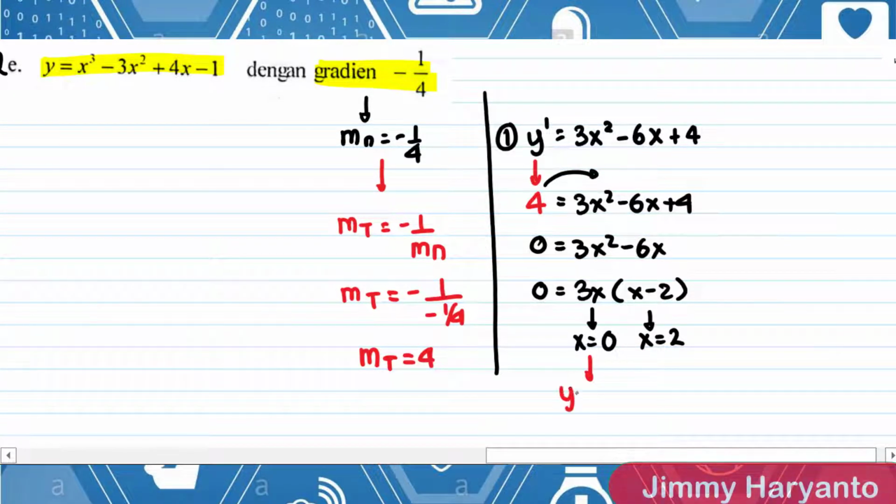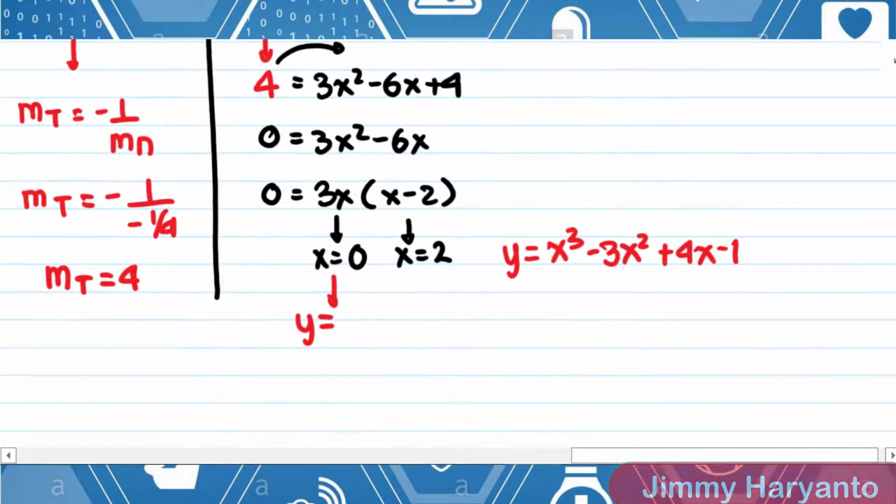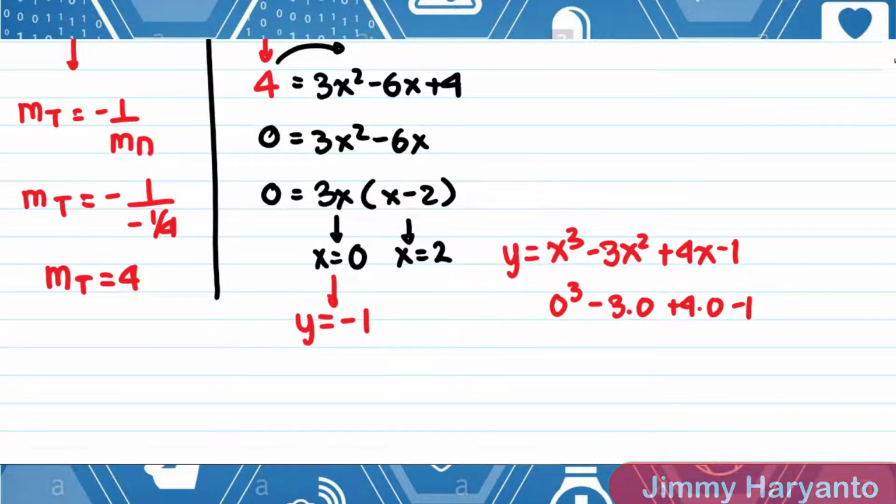So you can find the coordinates of the point using y equals to x cubed minus 3x squared plus 4x minus 1. Okay, let's substitute with 0. 0 cubed minus 3 times 0 plus 4 times 0 minus 1. And the answer is negative 1 for the first one.